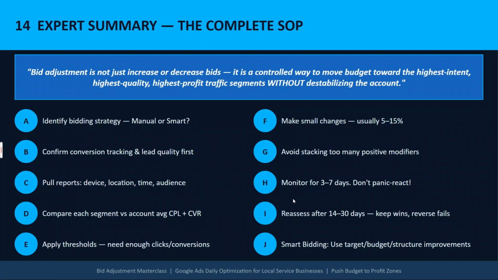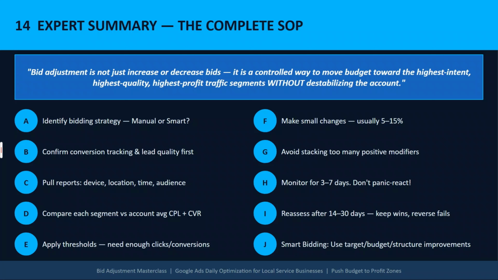Number I is review. Review after 14 to 30 days. Keep what is working. Reverse what is not. And at last, if you are on smart bidding, focus on target CPA, budget, campaign structure, and conversion quality, not manual bid overrides. Follow the system consistently, and I promise you will see better results from your Google Ads bid adjustments.